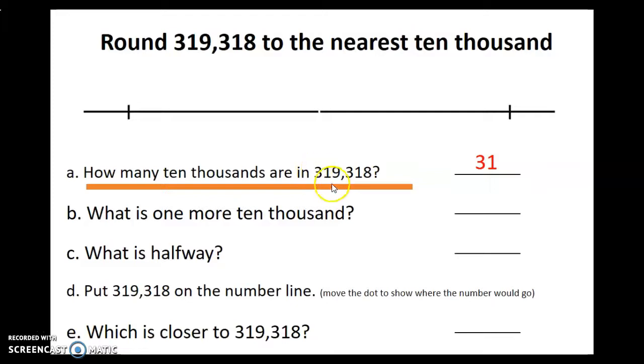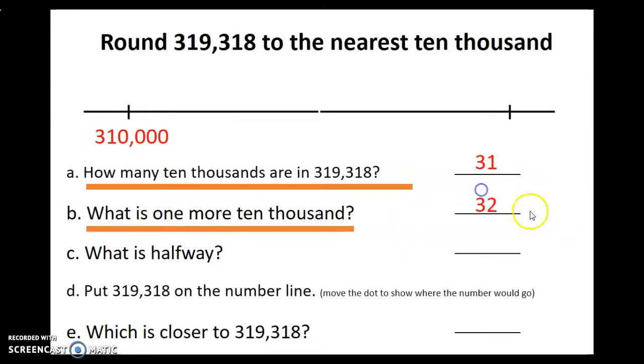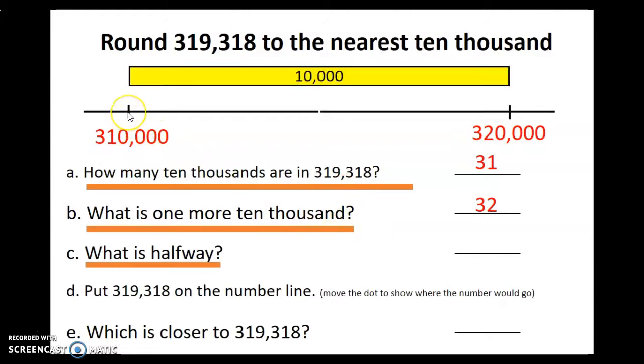We write that on the number line. We have 31 10,000s, and then everything else is a 0. So the value of 31 10,000s is 310,000. What's one more 10,000? 32 10,000s. We write that as a value on the number line, which is 320,000. So let's think of what is halfway. Since I added just one more 10,000, I know that the distance between 310,000 and 320,000 is 10,000.